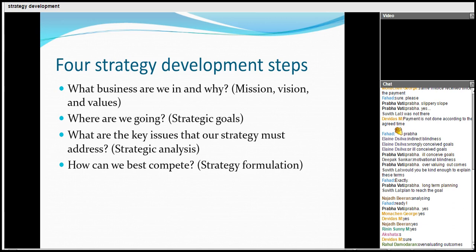The next question is, what are the key issues that our strategy must address? Again, that is strategic analysis. And the last important question is, how can we best compete? We live in a very competitive environment, in a competitive world. There are lots of businesses, lots of rivals around, and we have to compete. But how can we compete? For us to be able to answer this question, we have to do some strategy formulation.